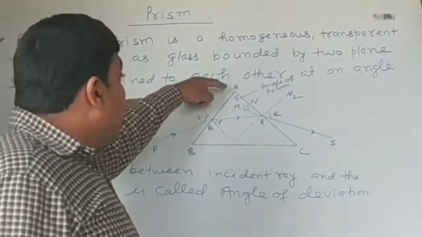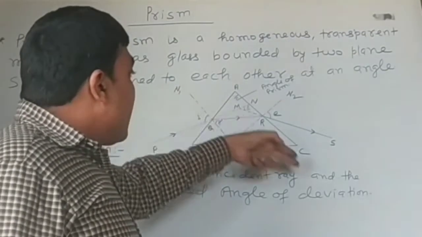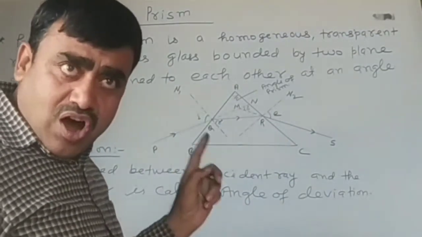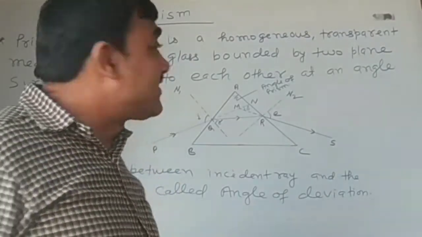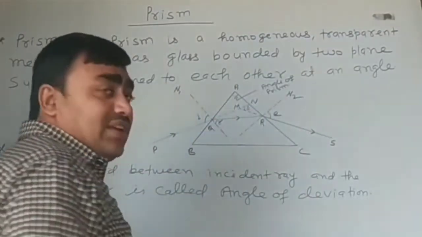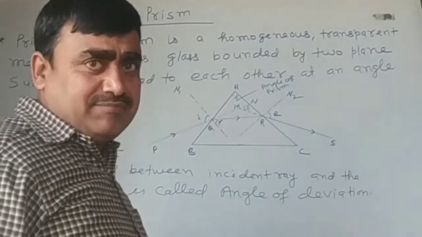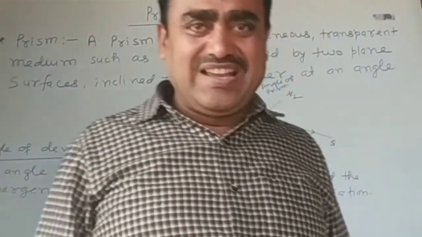Suppose it is a prism. The faces AB and AC are called refracting faces and angle A is called angle of prism. It is also known as refracting angle. Okay?